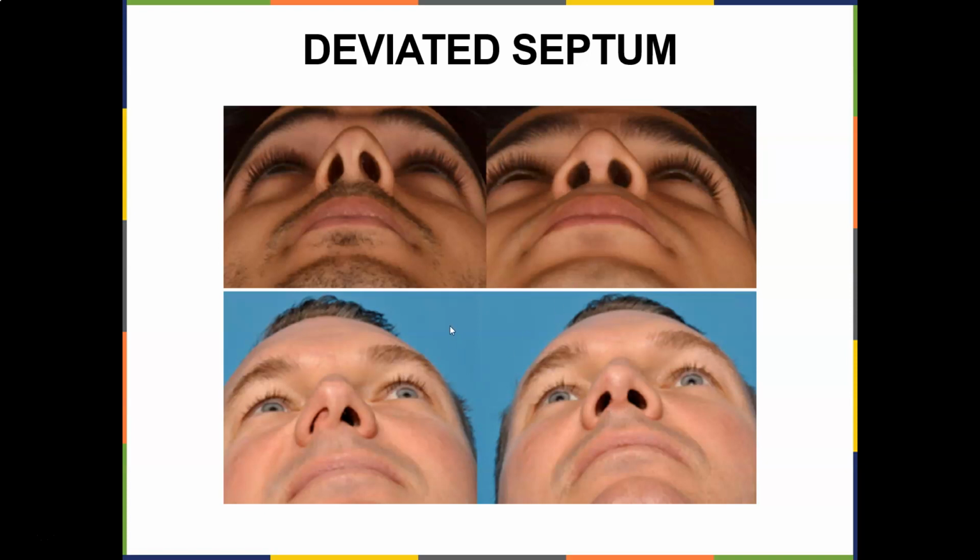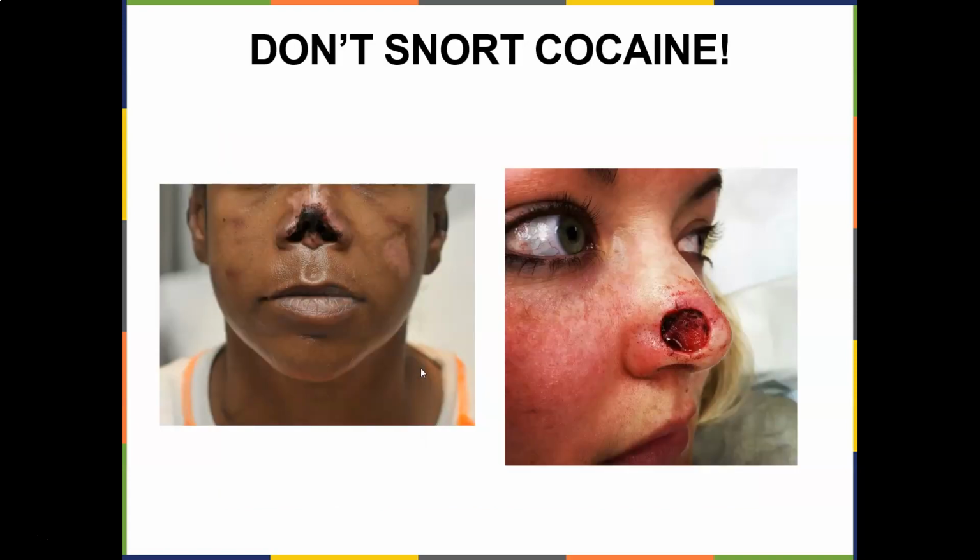Now, how else can you get a deviated septum, or can you get someone to eat away at your inferior nasal concha? Well, there you go. Don't snort cocaine. All right. So definitely don't do that.